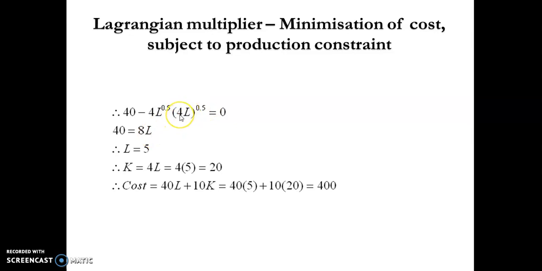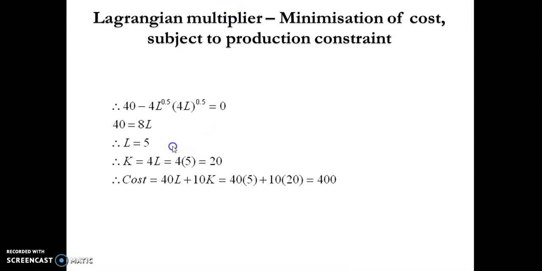And here you would end up having 4 to the power of a half is 2, and 4 times 2 is 8. So therefore, L is simply going to be equal to 40 divided by 8, which is 5. And K, which was equal to 4L, is going to be equal to 4 times 5, so K is equal to 20. Therefore, you can solve for your cost by substituting L equal to 5 and K equal to 20 to determine the minimization of cost that was subject to that production constraint. And C in this case is equal to 400.